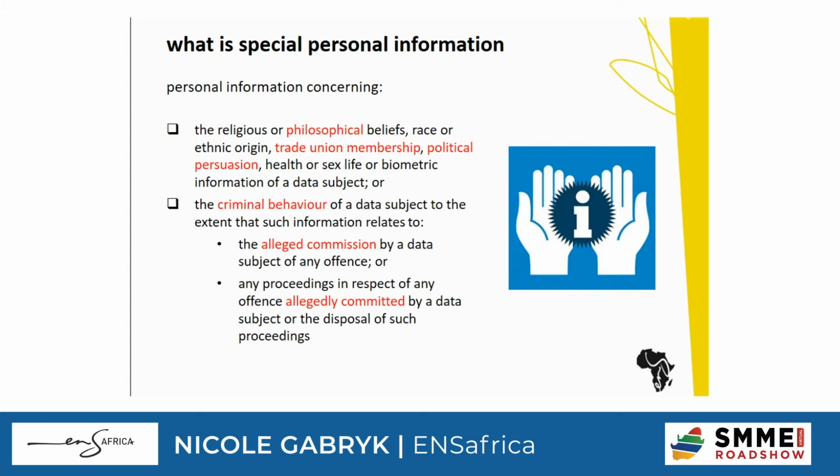So special personal information, including the items on the previous slide in red, are also things like religious or philosophical beliefs, trade union memberships, health data, as well as information pertaining to alleged criminal behavior or criminal commissions by data subjects.